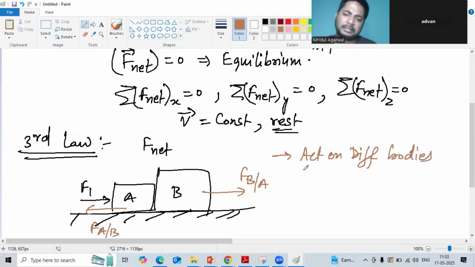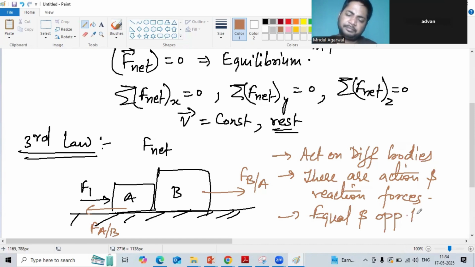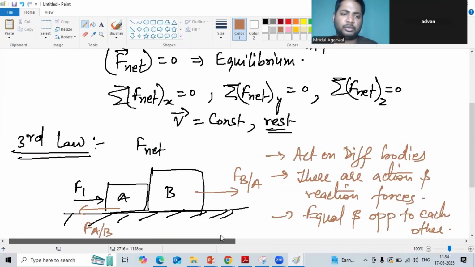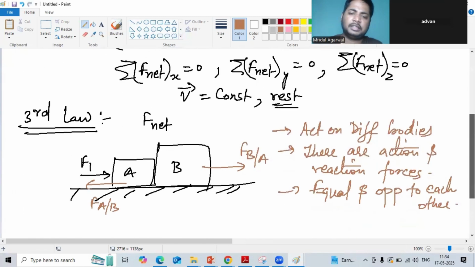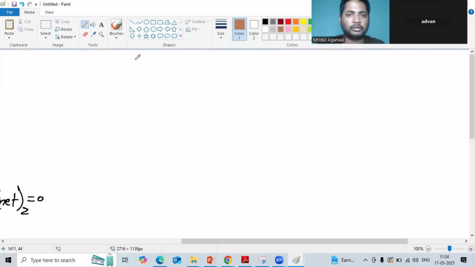Next thing is there are action and reaction forces, and they are always equal and opposite to each other. Clear with this part? Yeah, clear. So this is the part for the third law. Majorly in this part, forces, they have covered the problems only. You can look over the videos to understand how the problem is solved.